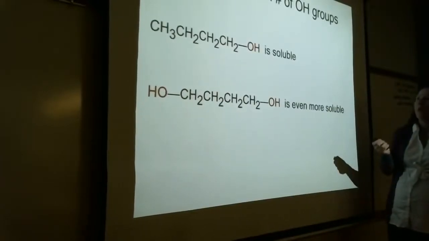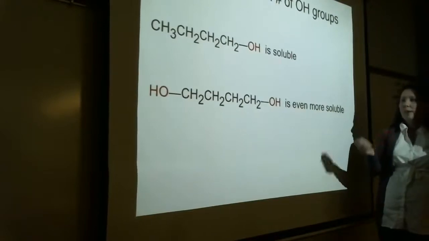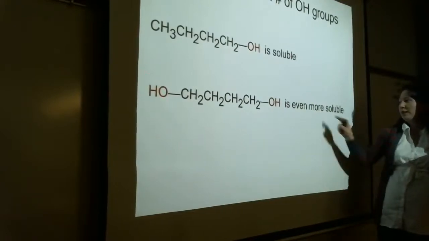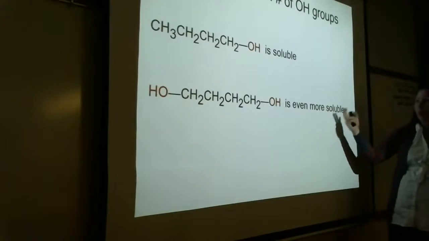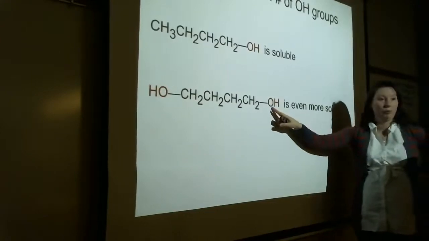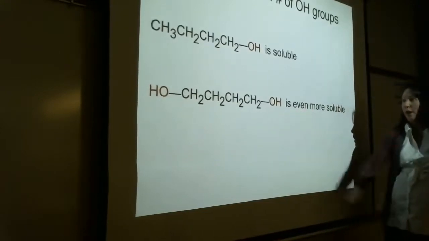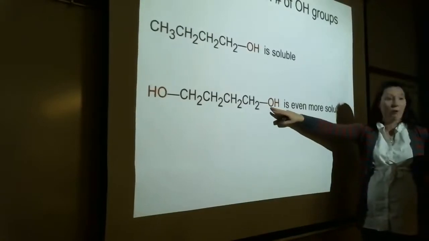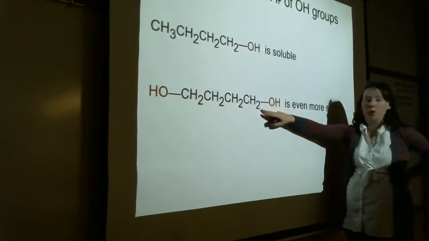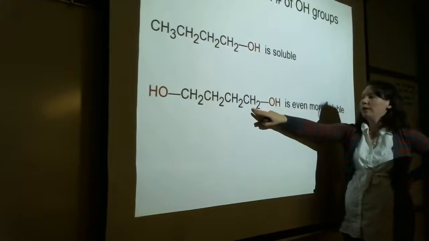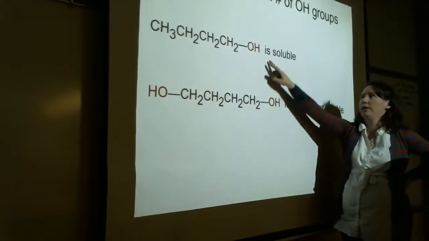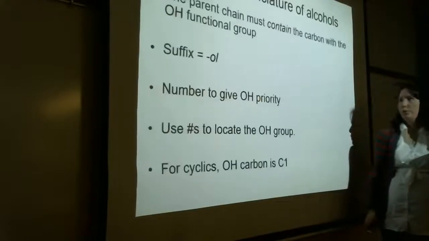And the solubility increases with the number of OH groups. If you have one OH group, that's soluble. But if you've got 2 OH groups, that's going to be even more soluble. The more places you have where you can have hydrogen bonding, the more soluble it's going to be. Also, this would have a much higher boiling point. The one with the 2 OH groups is called a diol. This one's going to have a much higher boiling point than the one with just 1 OH group.